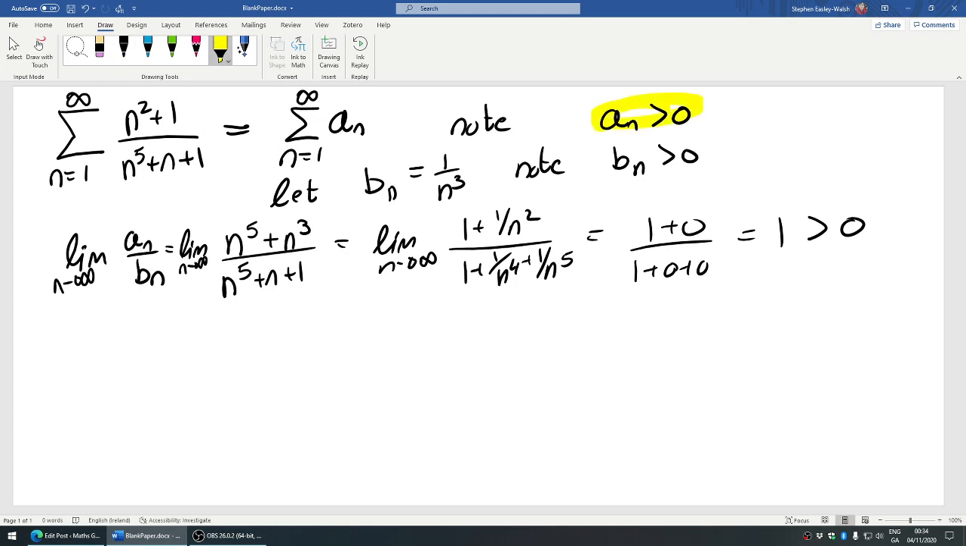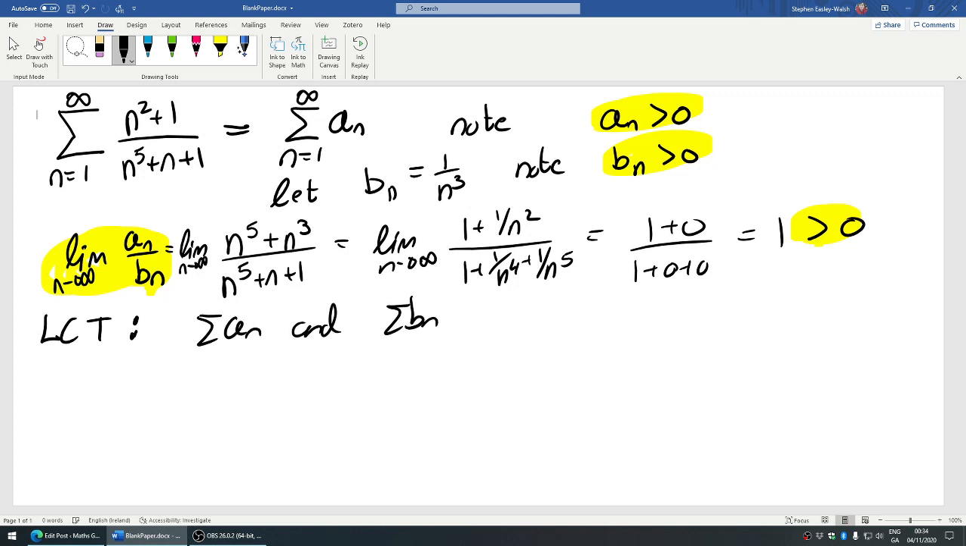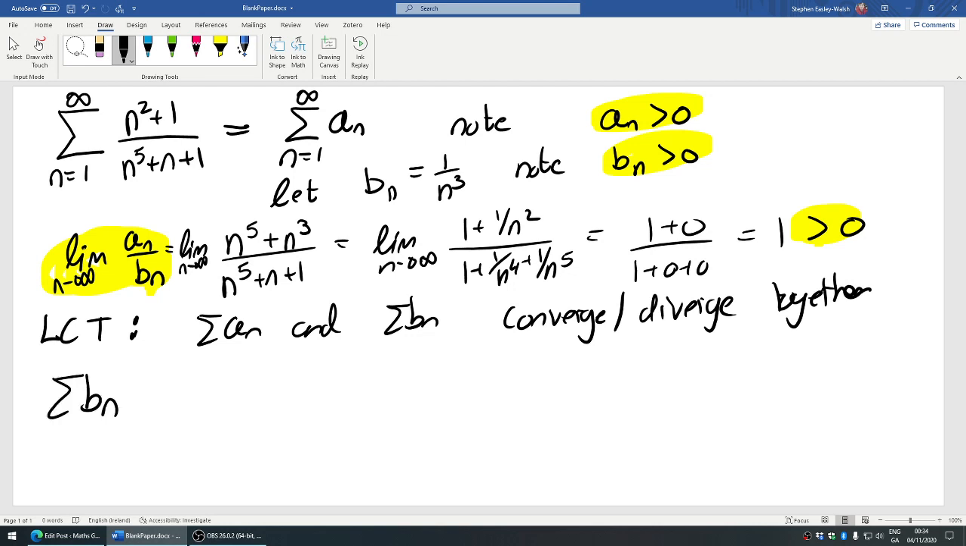So when An is positive, Bn is always positive, and this limit here is positive as well, we can use something called the limit comparison test, which says that the sum of An and the sum of Bn converge or diverge together. So now we just have to look at the sum of Bn to know what will happen for the sum of An.